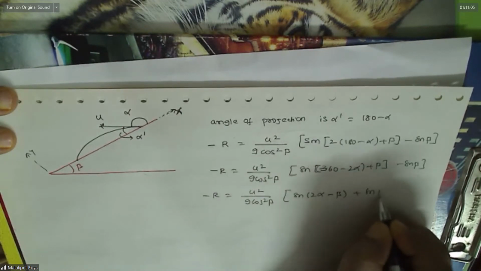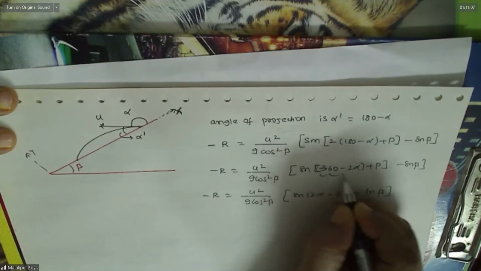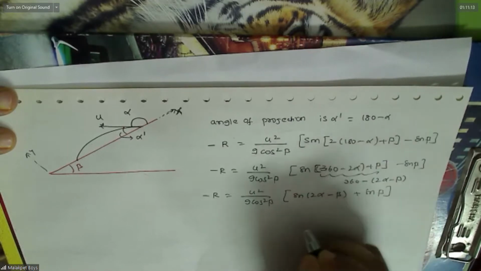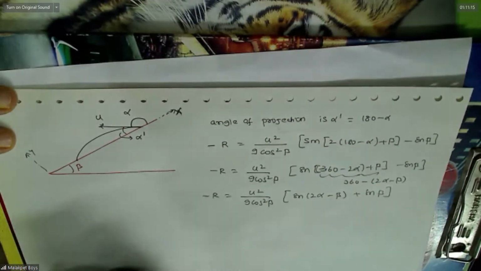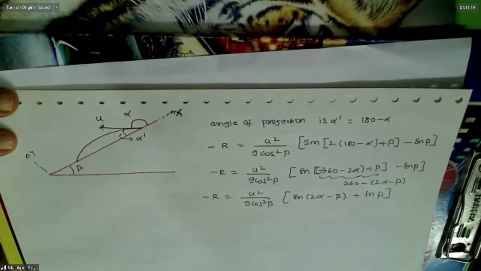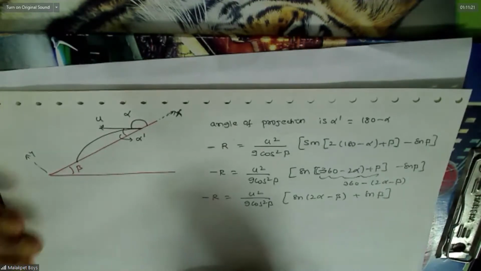Do you agree with this or not? Because this whole thing can be written as this whole thing. Can I write like this? Yes, sir. Negative sign indicates range is downwards.